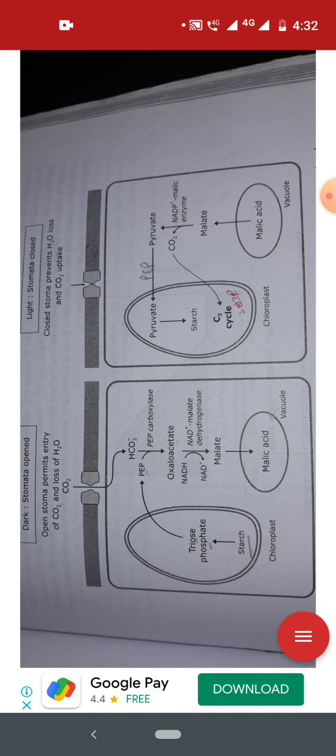Today we will discuss the CAM pathway. In the last lecture we discussed the C4 plants. Let's start the CAM pathway. CAM stands for crassulacean acid metabolism, and this is a photosynthetic adaptation in succulent plants.